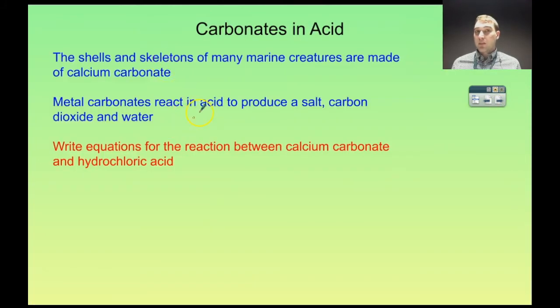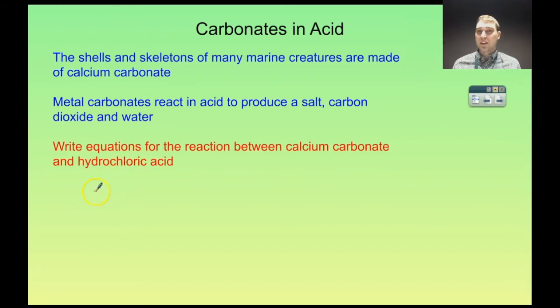As I was saying, many marine creatures have shells and skeletons made of calcium carbonate. And a fundamental rule that you would have learnt in acids and bases: metal carbonates react in acid to produce a salt, carbon dioxide and water. So let's write some equations showing that. We're going to use hydrochloric acid here rather than carbonic acid, which is present in the ocean.